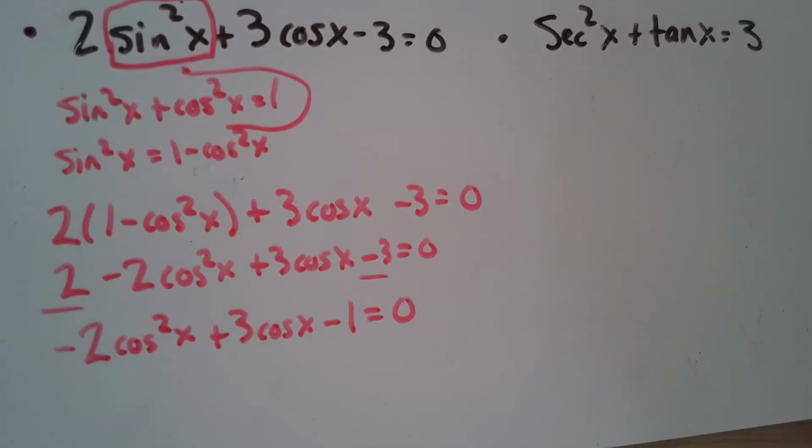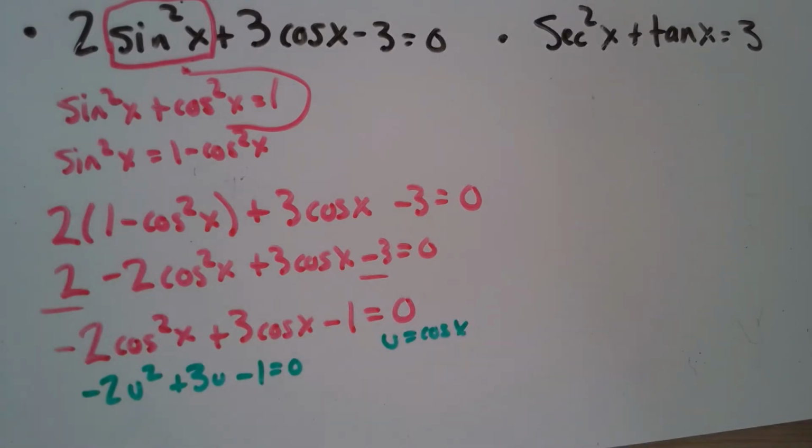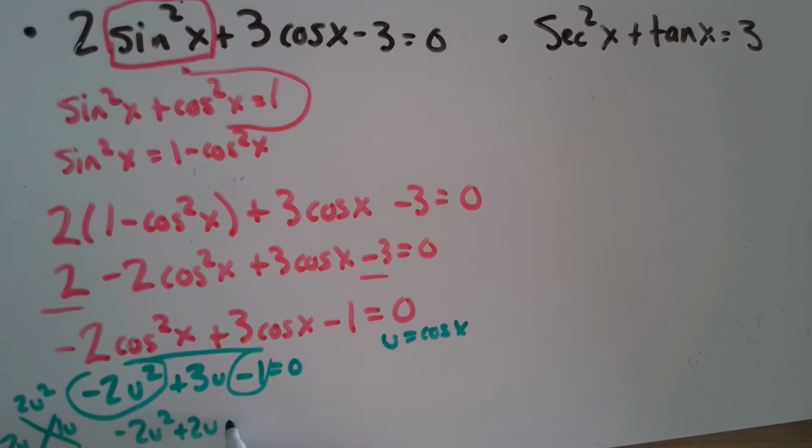As I said, this one's the most intense one. Okay, we can now use u substitution. So negative 2u squared plus 3u minus 1 equals 0. So u equals cosine x. Okay, in case you missed that. If we x factor that, we'd get 2u squared and 3u. So multiply the first and the last. So that'd be 2u and 1u. So negative 2u squared plus 2u plus u minus 1 equals 0. I'm going to take out a negative 2u. So that's u minus 1.